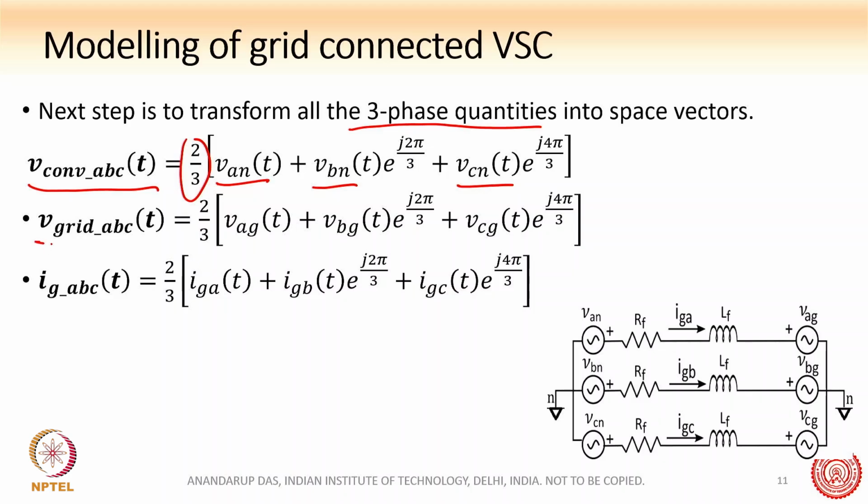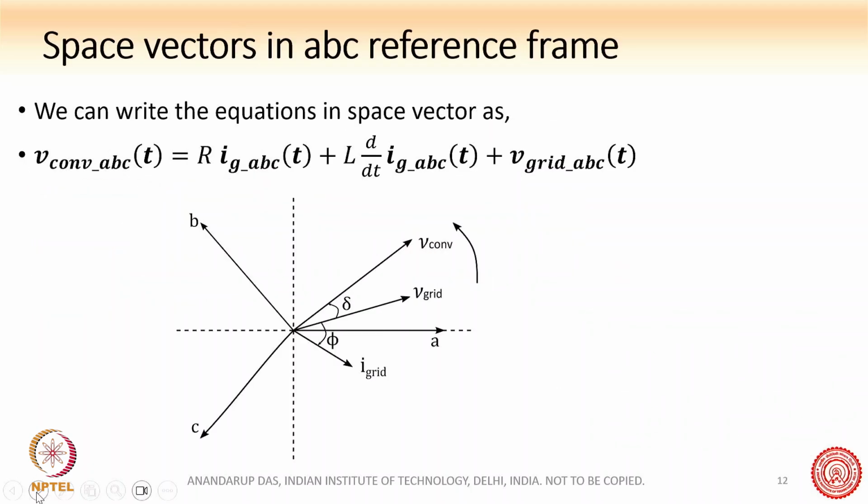Similarly, you can have the grid voltage space vector, and here is the grid current space vector. So we can define the space vectors like this. Of course, when we write these space vectors, the three quantities become a single space vector equation, and we can write VConv ABC is R IG plus L d/dt of IG ABC plus VGrid ABC. The subscript always has this ABC.